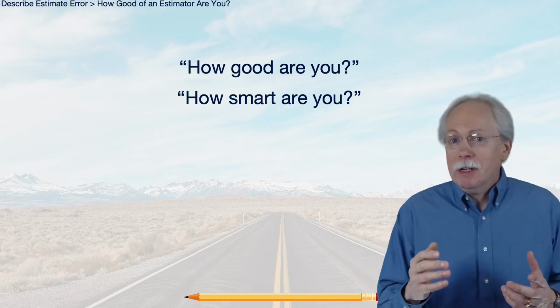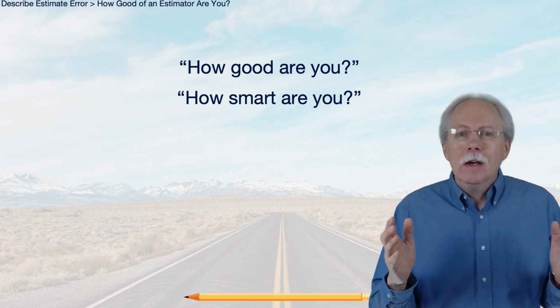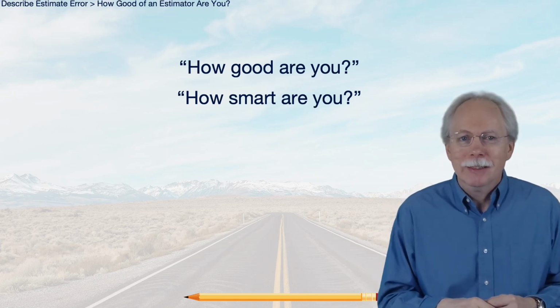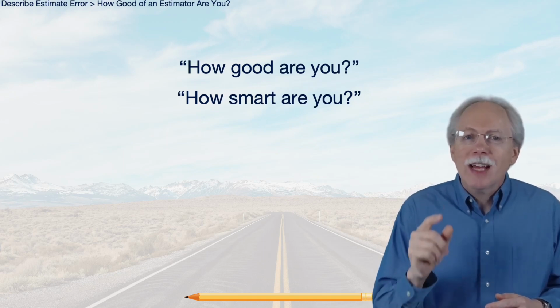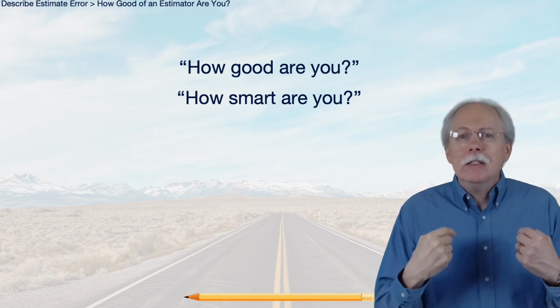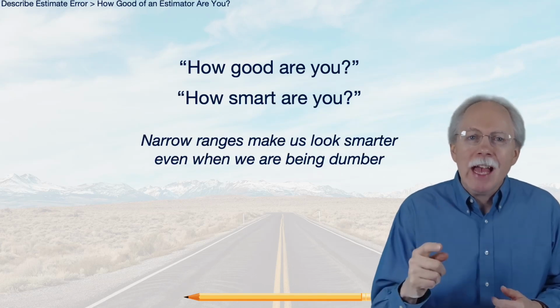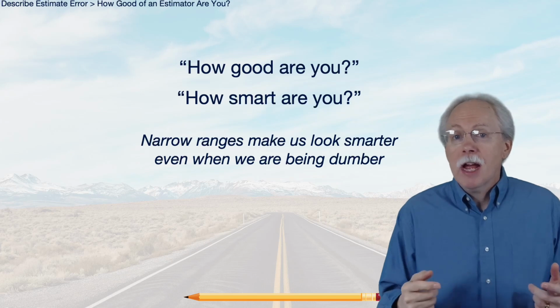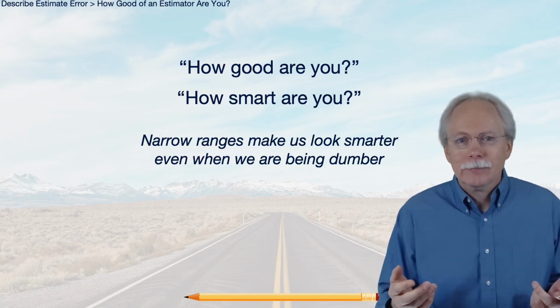We want to tell estimate requesters that we are smart, even though we have no idea what we're talking about in that estimate. I'm going to give you a really, really narrow range because I think a narrow range makes me look smarter when I'm actually being dumber. I'm giving you inaccurate information, but trying to appear as though it's thought out and correct.